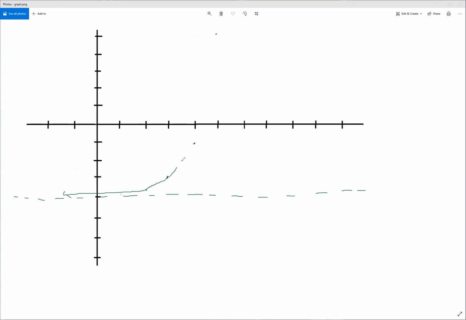So the very first thing you have to ask yourself when you're doing a graph identification question is, is it an exponent or a log? So you're going to look at the asymptote. So in this case, we have a horizontal asymptote, so it's exponential.